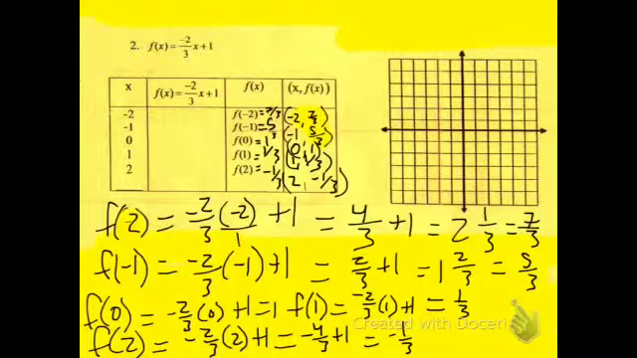And now plot the points, which is (-2, 7/3), which is about there. And then you got (-1, 5/3), which is about there. And then you got the point (0, 1), which is there, obviously. And then the point (1, 1/3), which is kind of in the middle there. And then the point (2, -1/3), which is down there. And now we got our points. You can probably draw the line that goes with it, but you don't have to. Okay, so your point graph looks like that.